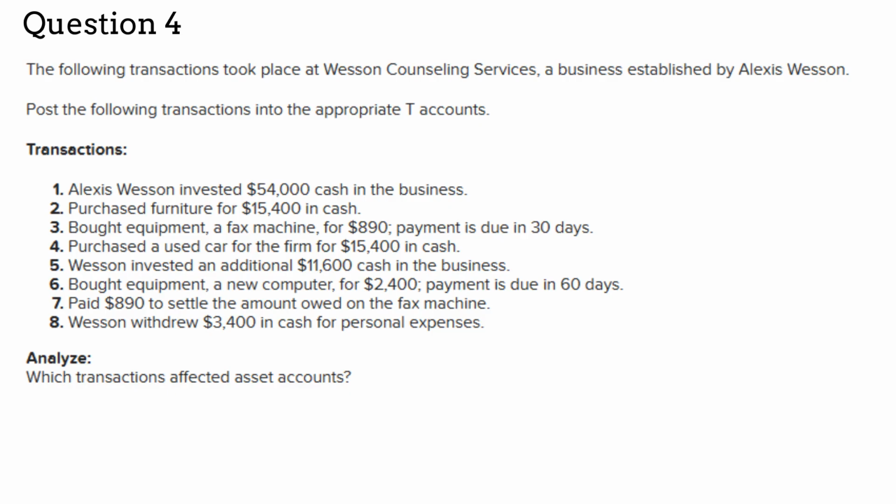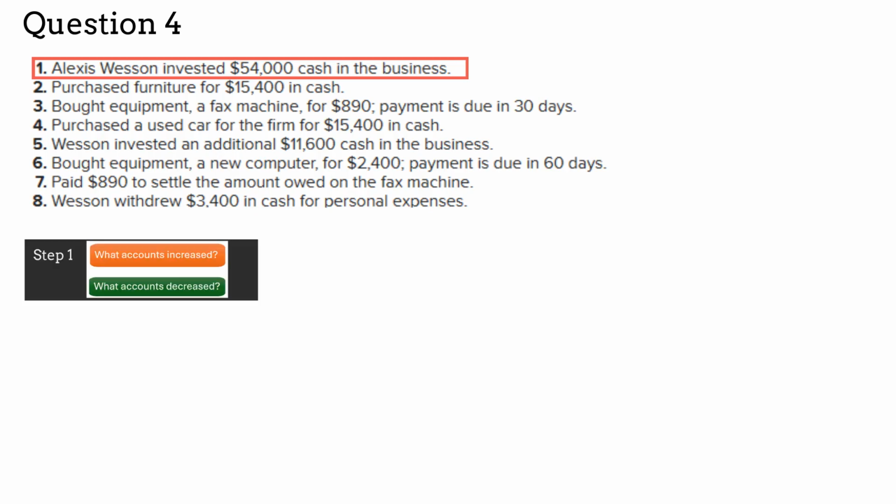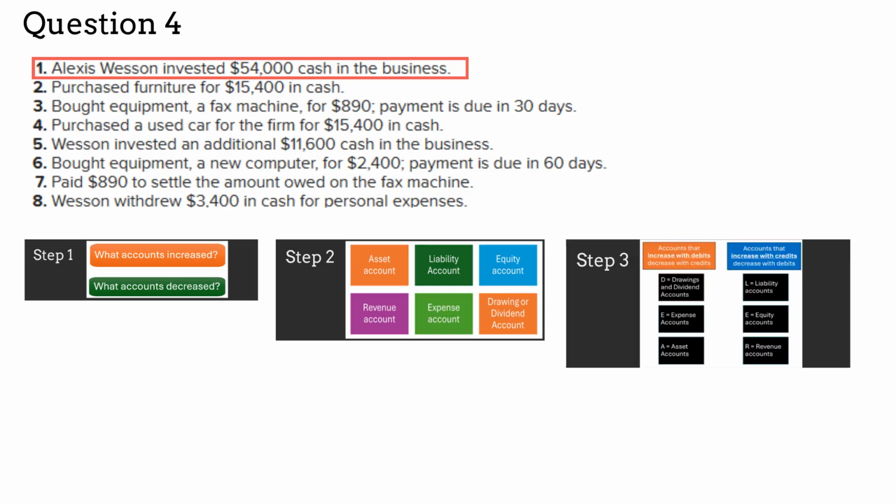For question number 4, we need to enter each transaction into T accounts. Let's do the first transaction together. Alexis Wesson invested $54,000 into the business. The business received cash. Let's analyze this transaction to figure out what account we need to debit and what account we need to credit. We first determine what accounts increased or decreased. Then, what account types these accounts are. And, finally, we use the debit mnemonic to determine whether to debit or credit the account.